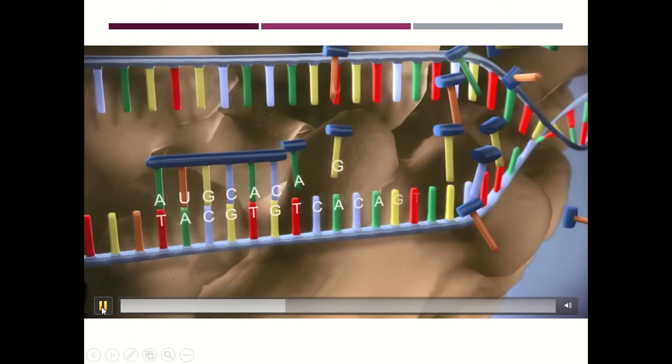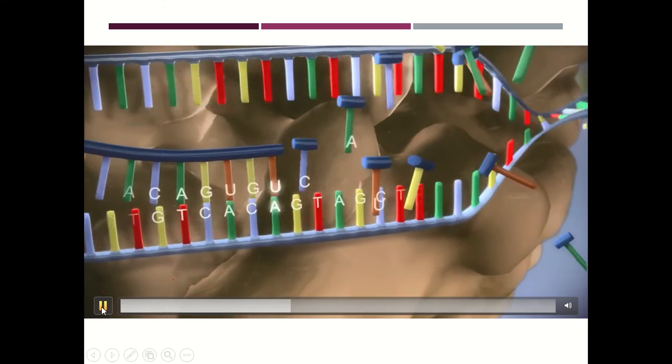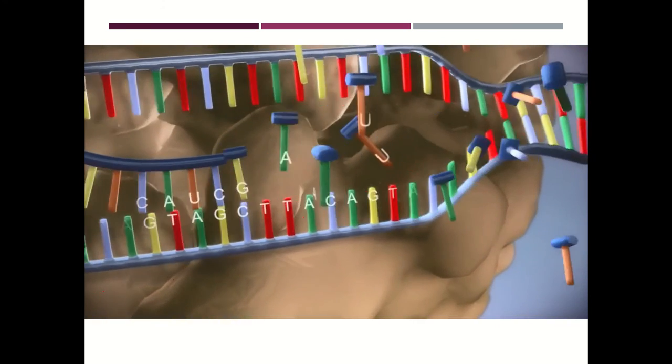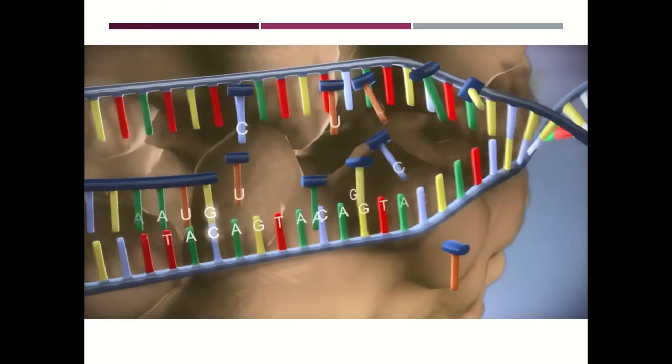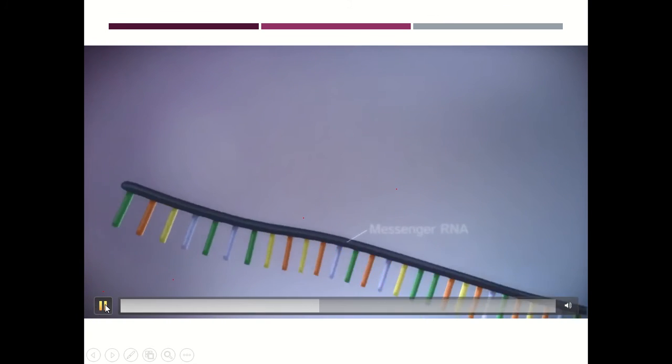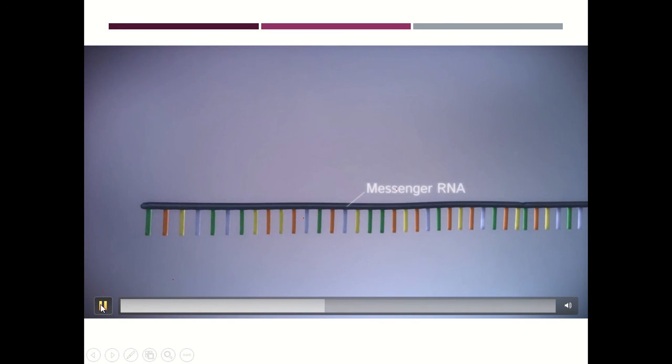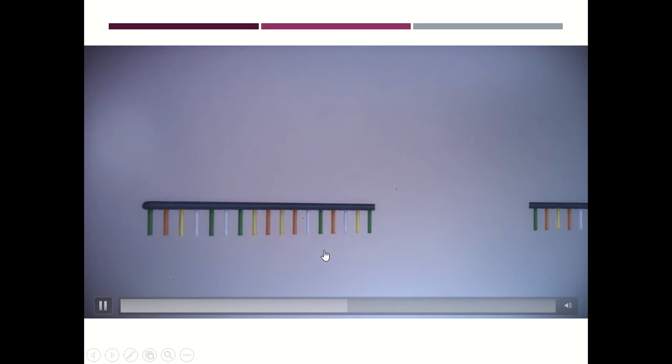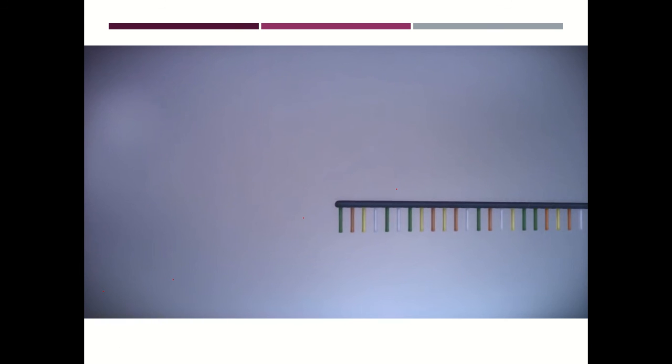The DNA code determines the order in which the free bases are added to the messenger RNA. This process is called transcription. Before the messenger RNA can be used as a template for the production of proteins, it needs to be processed. This involves removing and adding sections of RNA.